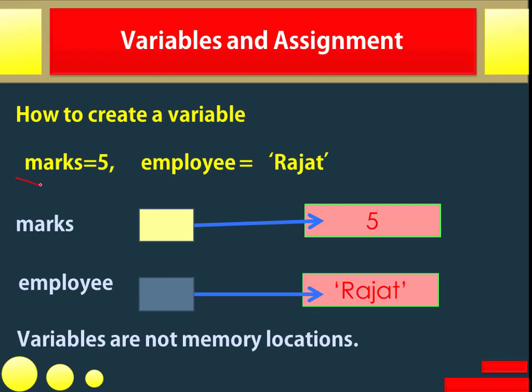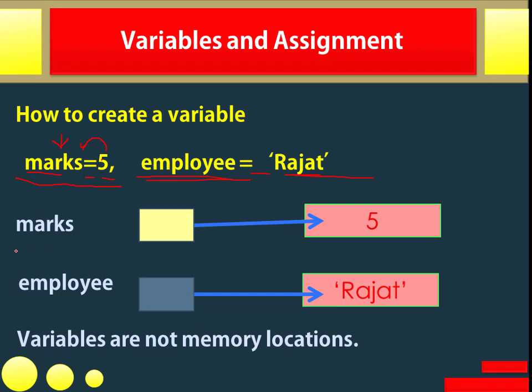So mark, assignment operator, 5, employee, assignment operator, Rajat. What is happening here? I have created a variable, or you can say a label. I will explain later on what we should call it. And then I have put 5 into this. And here employee is one more variable to store Rajat, and this variable is created to store 5.